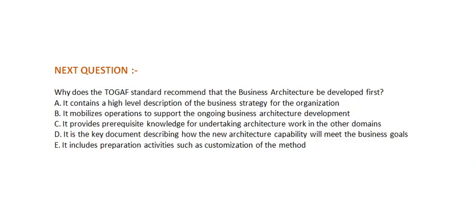Next question is, why does the TOGAF standard recommend that the business architecture be developed first? Option A, it contains a high-level description of the business strategy for the organization. Option B, it mobilizes operations to support the ongoing business architecture development. Option C, it provides prerequisite knowledge for undertaking architecture work in the other domains. Option D, it is the key document describing how the new architecture capability will meet the business goals. And option E, it includes preparation activities such as customization of the method. The correct answer is option C.